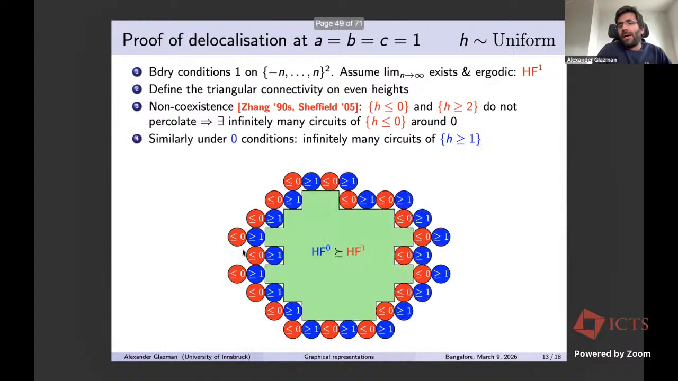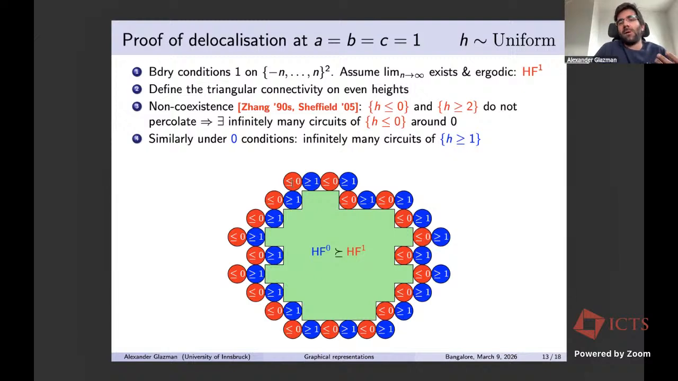And in fact, you can apply the same approach to the height function under 0 boundary conditions, and you get infinitely many circuits of height at least 1. And moreover, you can couple these two measures by a shift of 1, in such a way that these circuits almost coincide. I mean, they are just shifted by 1. But under these conditions, if you look at the red measure, this at most 0, in fact, the best you can have at this blue point is 1, because next to 0 you can have at most 1.